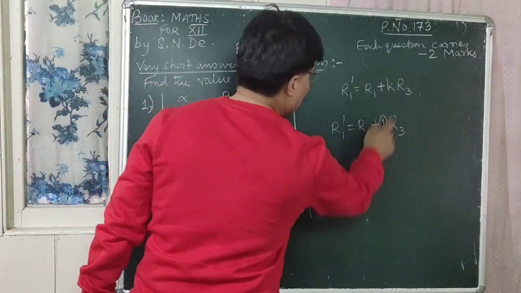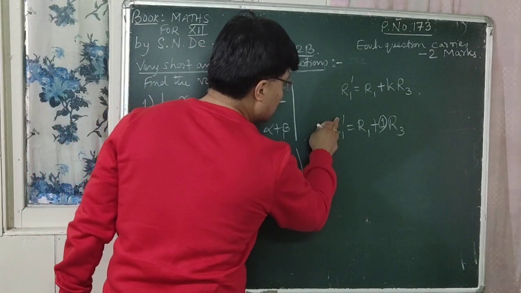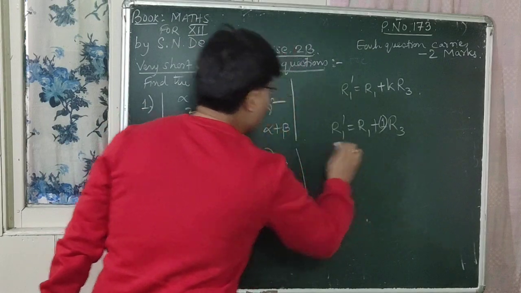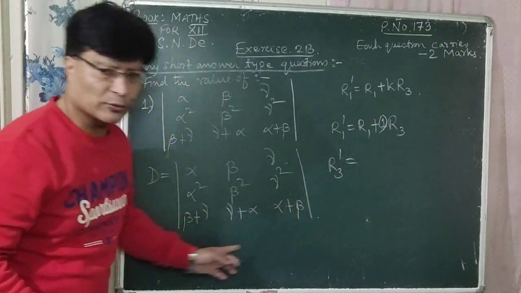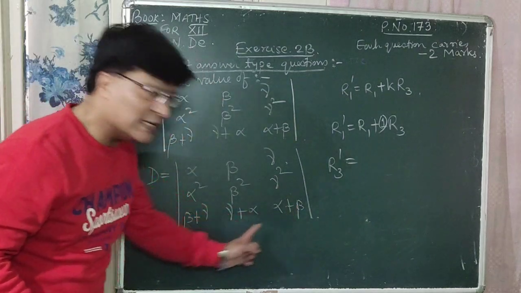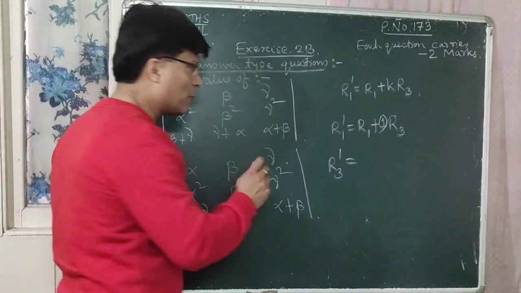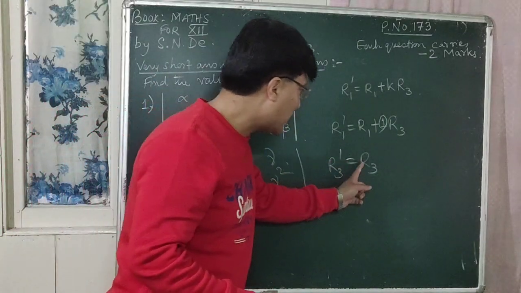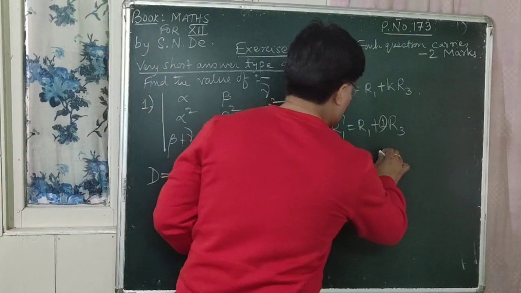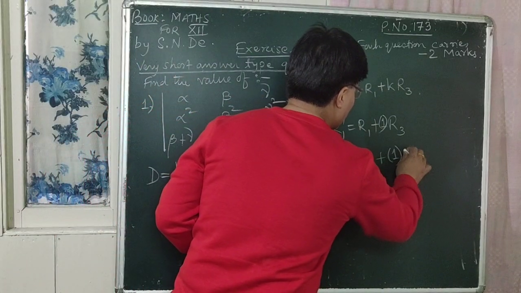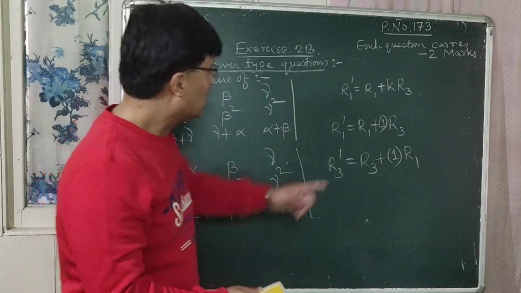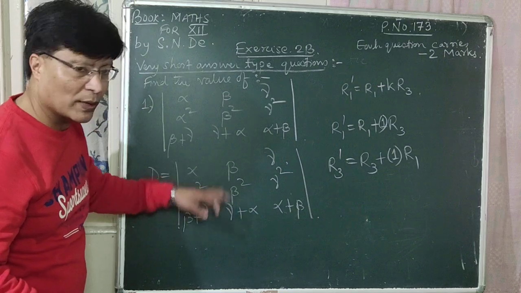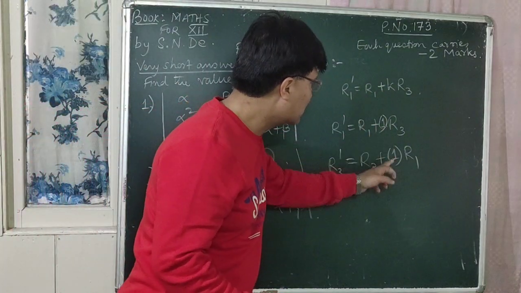Now if we add these two, that means we are using the property R1 dash is equal to R1 plus K R3. What is the value of K here? The value of K is 1. That is, row 1 is changing. Now, how does row 1 change? R1 plus R3 gives alpha plus beta plus gamma, this is also alpha plus beta plus gamma, and this is also alpha plus beta plus gamma. So row 1 is changing.